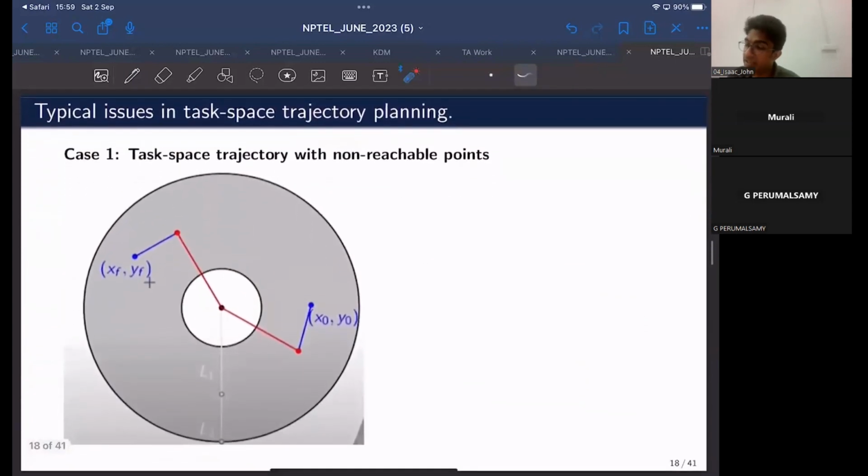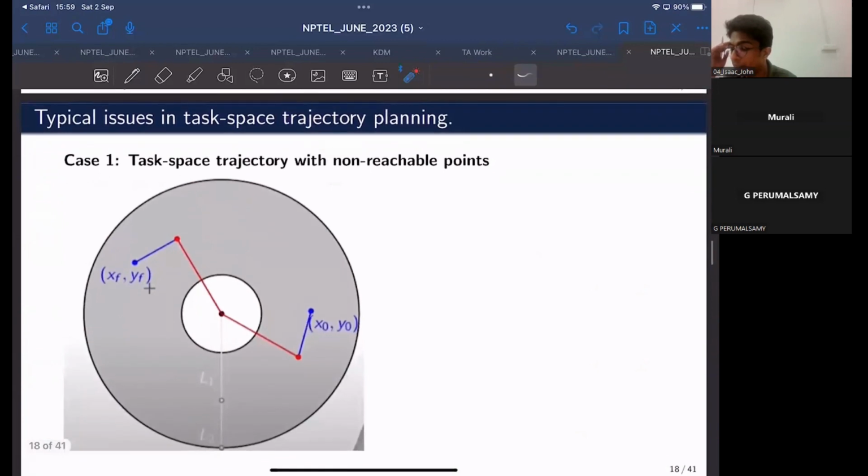Like earlier, we have seen the benefits of task-based trajectory planning. What are the benefits of task-based? It is agreed that they are more intuitive, because if you know an initial position of an end effector, and if you know a final position of an end effector, these are basically easy to visualize in task-based.